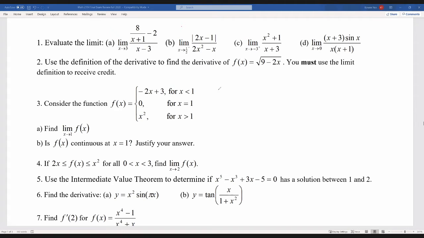Now let's look at number 4. 2x is less than or equal to f(x) is less than or equal to x squared for all x between 0 and 3. You have to find the limit of f(x) as x goes to 2. How can we find it? By using the famous squeeze theorem, right? Okay, let's use the squeeze theorem. You have these, right?